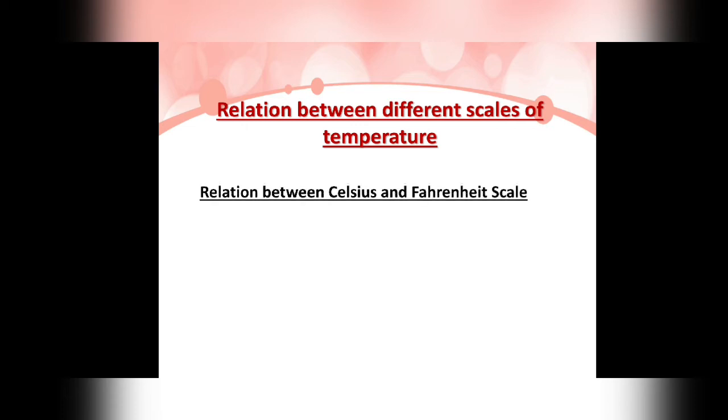First is the relation between the Celsius scale and the Fahrenheit scale. The relation is 9C, where C is the temperature in Celsius, equals 5F minus 160, where F is the temperature in Fahrenheit. This is the relation between the Celsius scale and the Fahrenheit scale. This is very useful when we have to convert temperature from Celsius to Fahrenheit or Fahrenheit to Celsius. We will be using this formula or this relation to convert Celsius to Fahrenheit and Fahrenheit to Celsius.